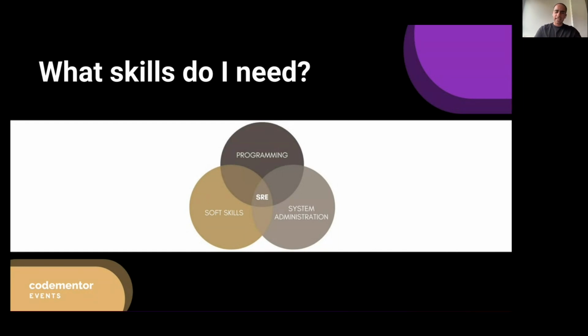And before we go, can anyone tell me what exactly are soft skills? Because obviously we all know what programming is and what system administration is, but what are soft skills? Good skills, communication. Yep. Yeah, that's exactly what soft skills are. The idea is time management. Yes, that's a big one.